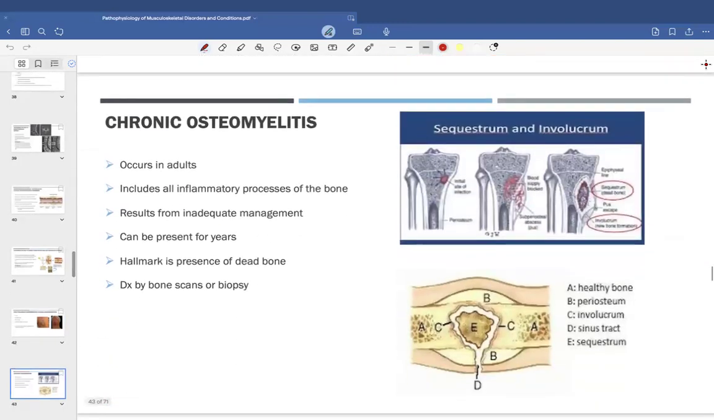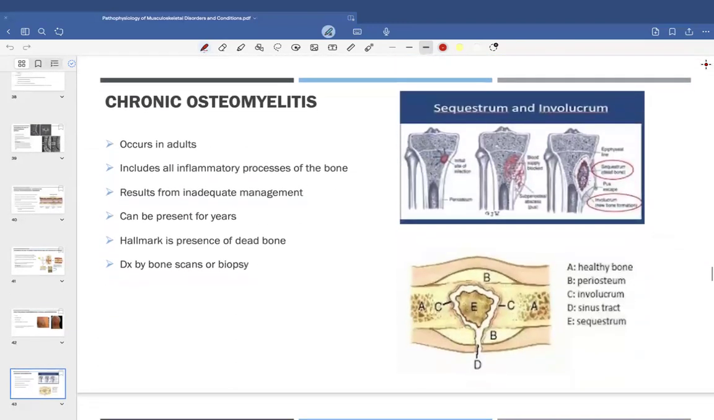Okay, and then in chronic osteomyelitis, which we see more so in adults, it's usually from not managing the infection properly. Okay, and at that point, they have what we call sequestrum, or dead bone, because of the damage that is done, the loss of blood supply, and just the debris from the bacteria feeding on the bone.